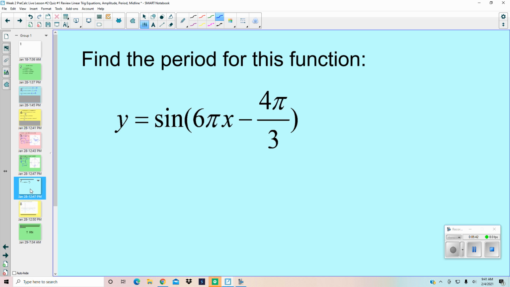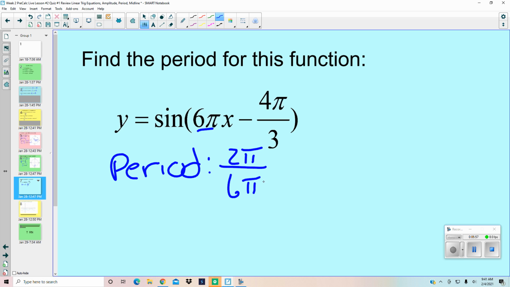All right, so finding the period. So when you get this in Delta Math, I would expect you to write this equation down, and then the period is going to be 2 pi divided by that coefficient of x, 6 pi. So that's just going to give you 1/3. That would be enough work to show.